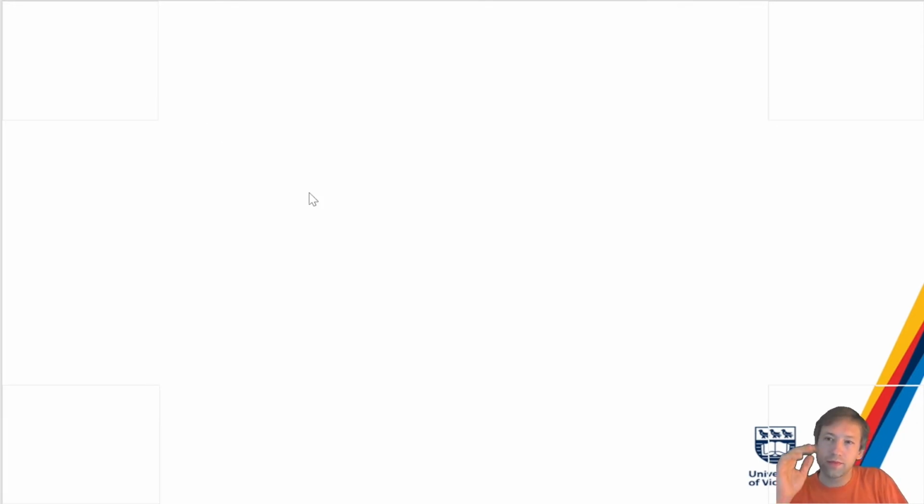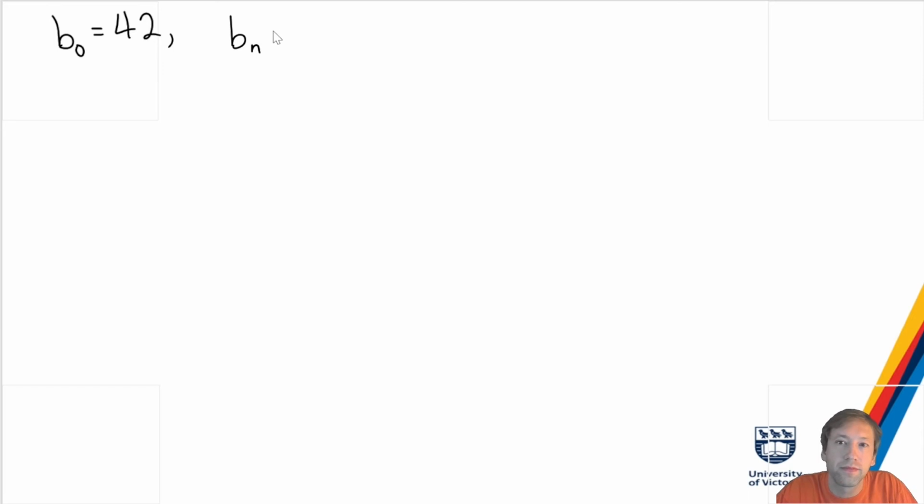Okay, so say that b0 is equal to, I don't know, 42, and that bn is, well, let's do a more challenging example. So bn is negative 3 bn minus 1 plus n.